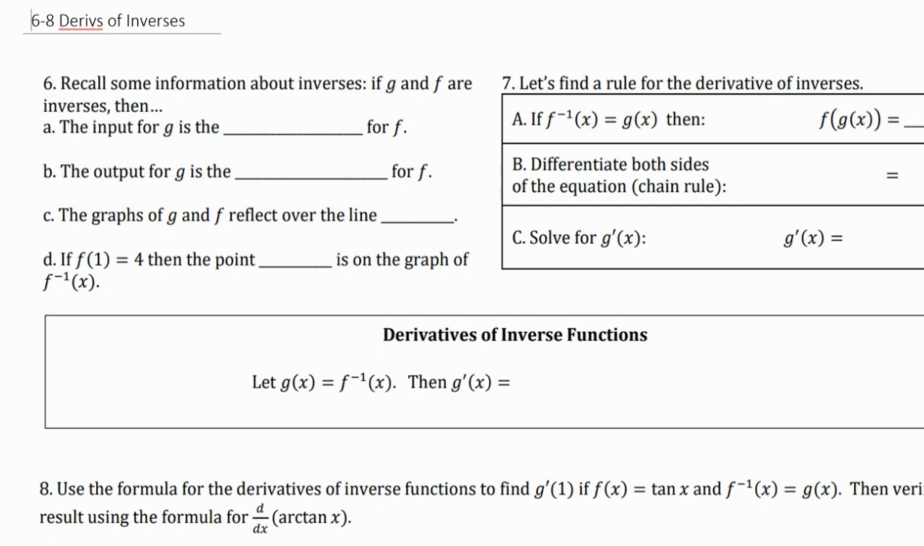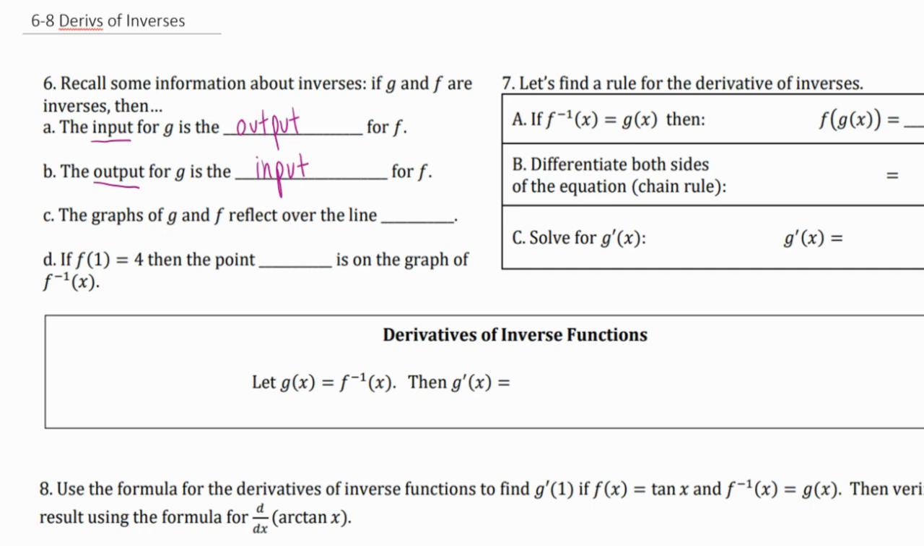If f and g are inverses, then the input for g is the output for f. So the input and the output switch. That's why when you solve algebraically, you switch the x and the y. You're switching the inputs and the outputs, which also means the output for g is the input for f. So if 2 is an input for g, then 2 is an output for f. And if 2 is an output for g, then 2 is an input for f.